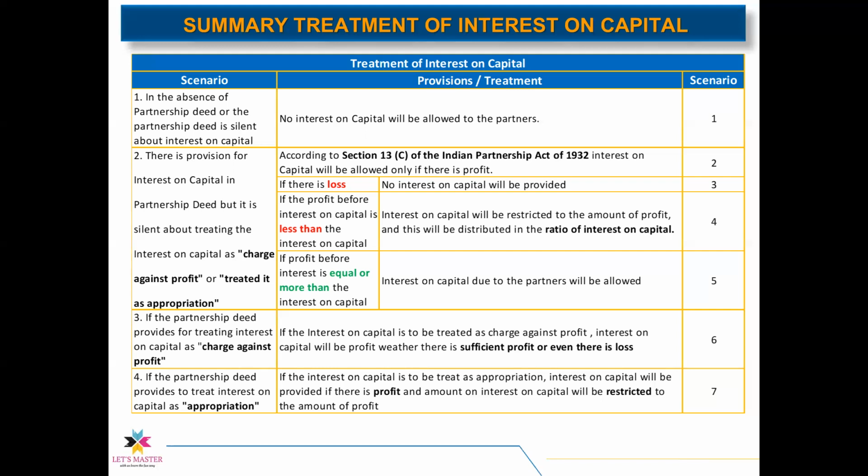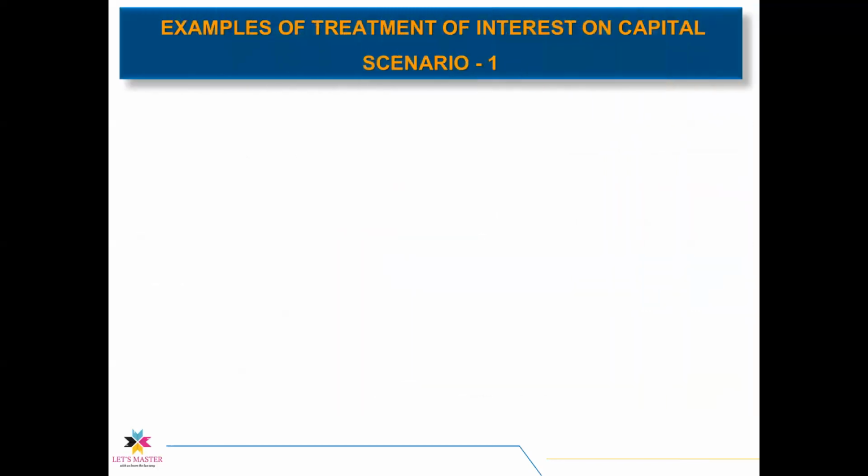If the partnership deed provides to treat interest on capital as appropriation, then the interest on capital would be provided only if there are profits, or if the profit is not sufficient enough, then the amount of interest on capital would be restricted to the amount of profit. So now let's look at these scenarios one by one.